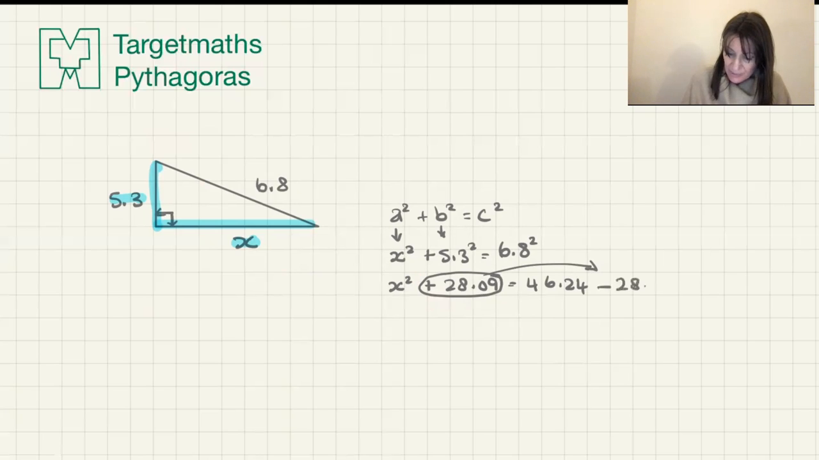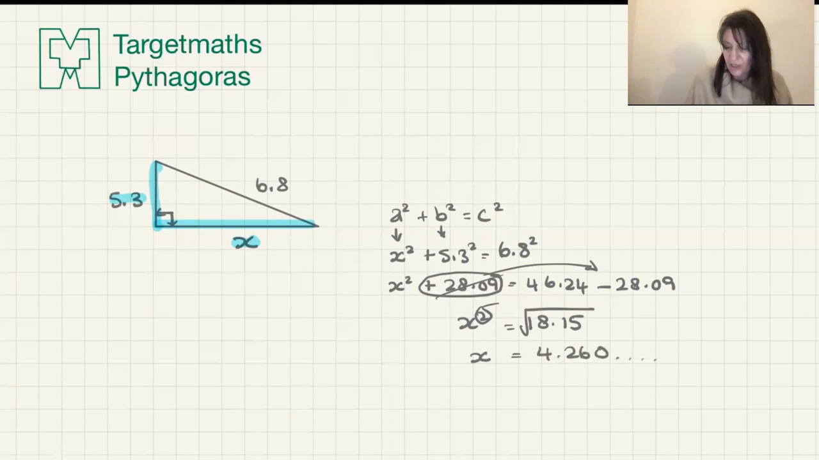We've got 28.09. So I've got x squared left, that's gone, equaling this piece of maths, which is 18.15. Power 2, roots it, and I've got x equals 4.260, and on it goes. I'd read my question and I'd round to whatever they told me to round to. So this one was a little different because the x was on that left-hand side. It meant there was an extra step to just get that x on its own, but that's all it meant. It didn't make it like 10 times harder. It was just one little detail.